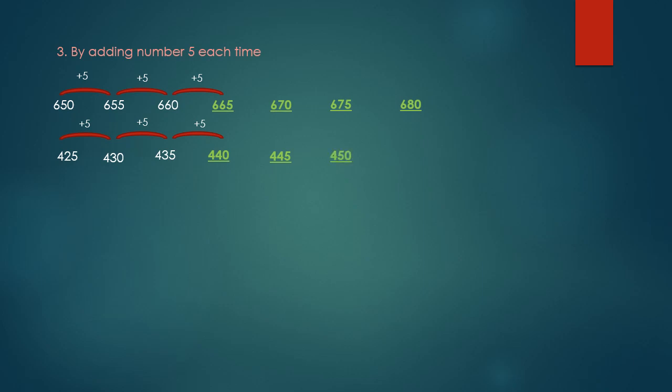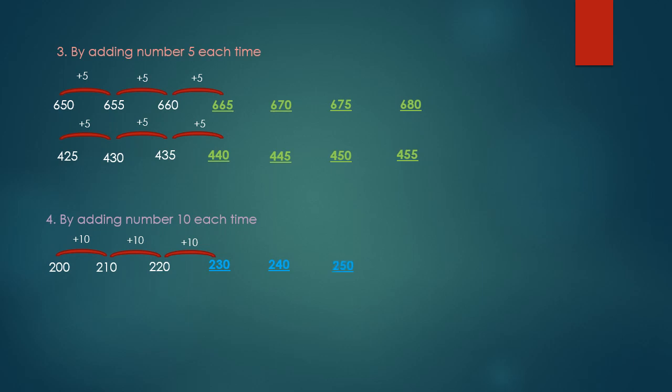Let's see how to get sequence number by adding 10 each time. Look at the number line. Start with 200. So here on adding 10, we get the number 210. Now adding 10 to the next number, we will get the number 220. 220 plus 10 is equal to 230. Similarly, we get 240, 250, 260.